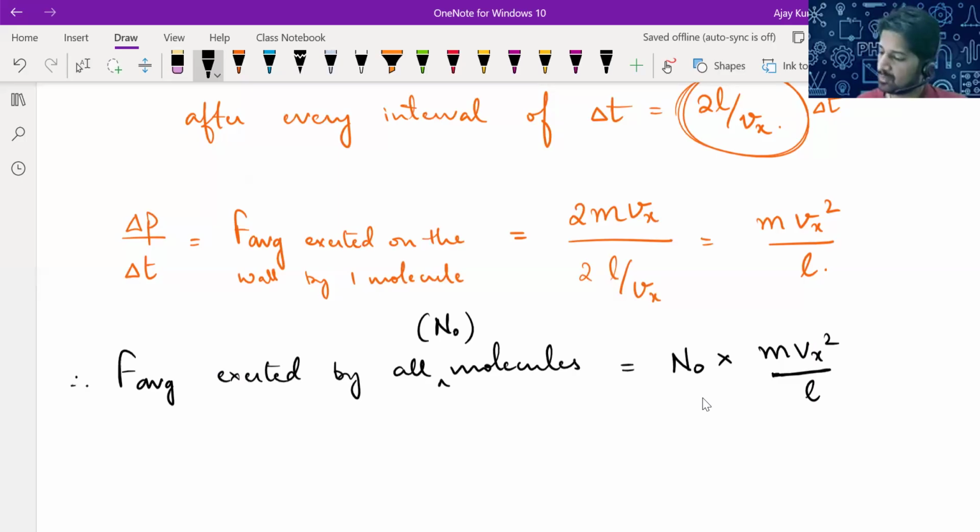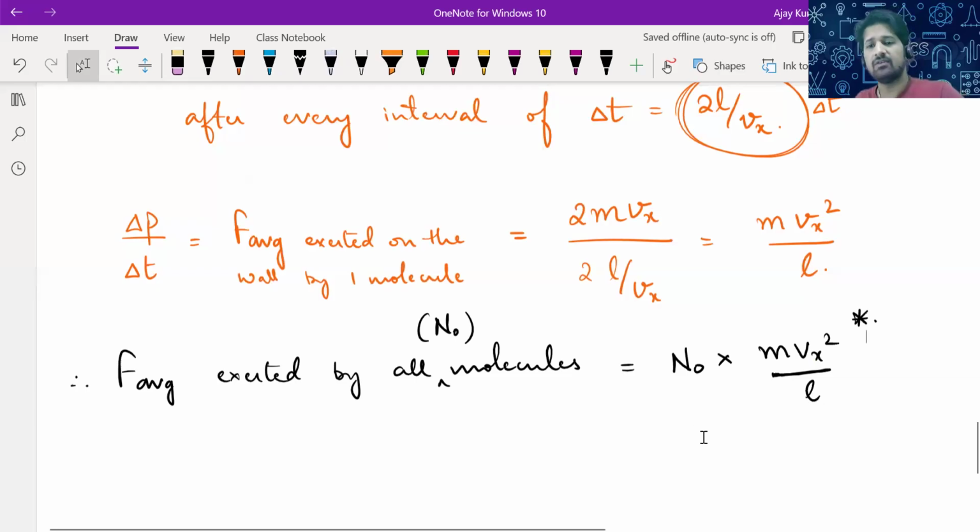But there is a catch here. The catch is with Vx. All molecules are identical. We are considering one gas only, so the molecules are identical, their masses will be equal. L is the length of the cube, that will not change anyway. But what is Vx? Vx is the x component of velocity of the gas molecule. Now you all tell me, and I want an answer from all of you very quickly. Do you think every gas molecule in a container will have the same x component of velocity?